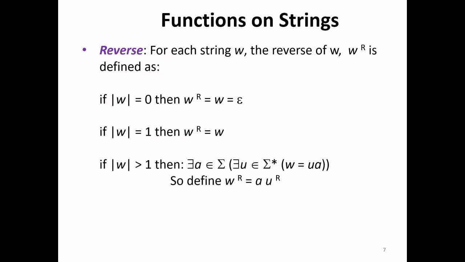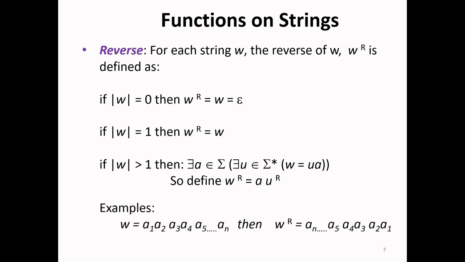But if the length of w is greater than 1, then for some a belongs to sigma, for some u belongs to sigma star, the string w is equal to ua. And w raised to R is defined as a u raised to R. For example, w is equal to a1, a2, a3, and so on up to an, then w raised to R is an, and so on up to a2, a1. If w is equal to 1, 0, 1, 0, then w raised to R is 0, 1, 0, 1.